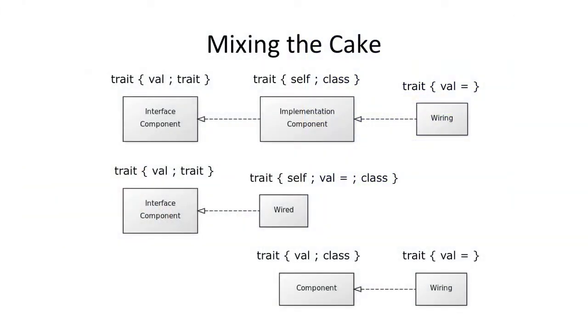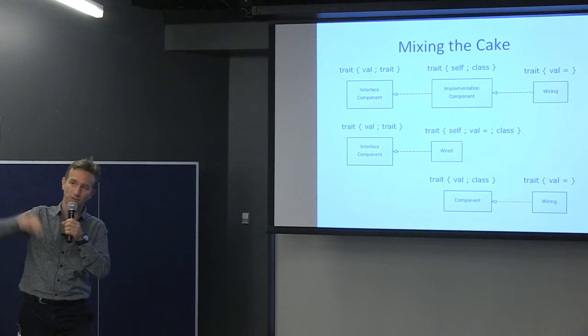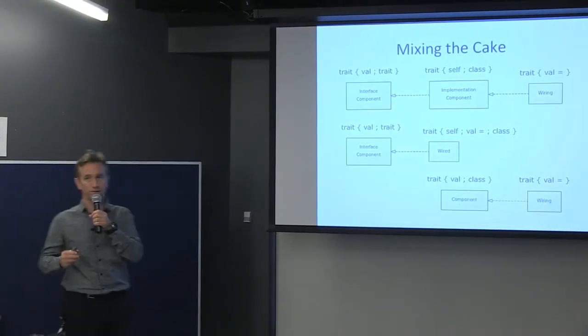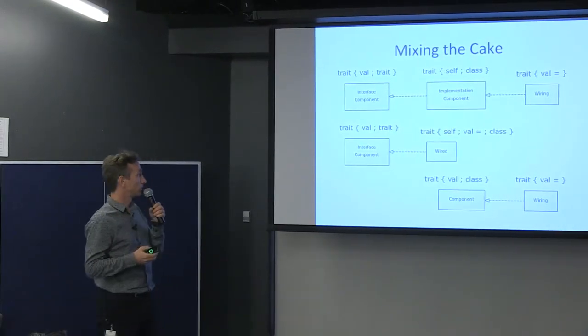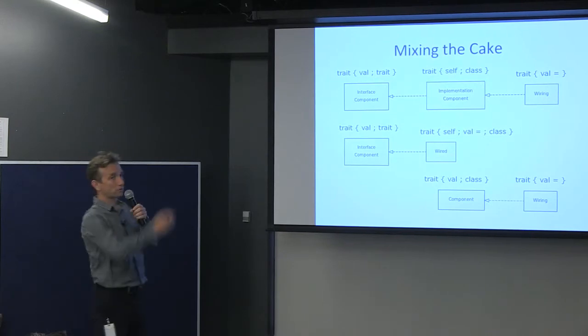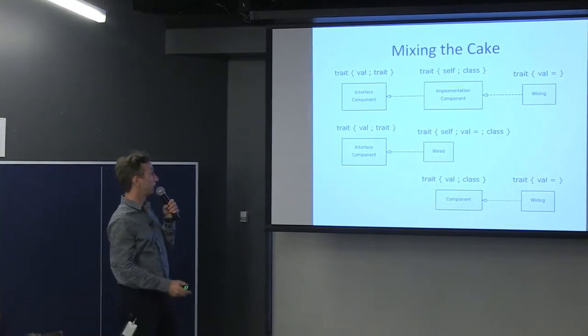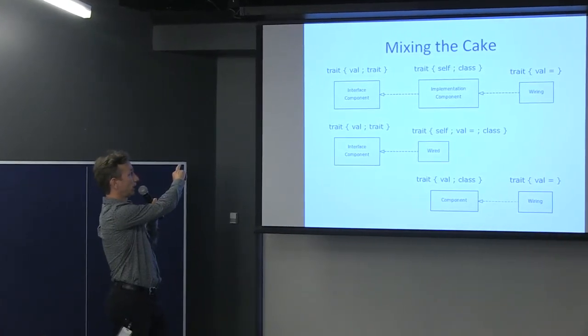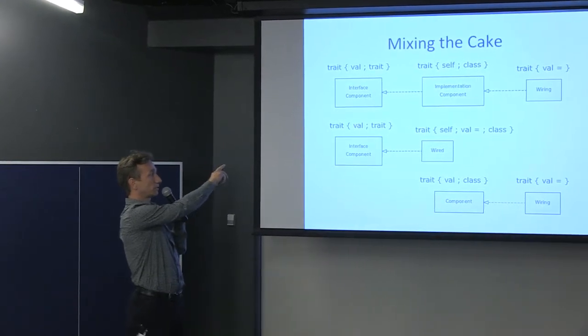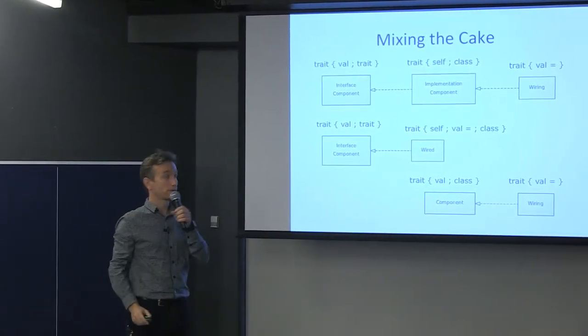So, mixing the cake. I mentioned earlier that we have 3 layers: the interface, implementation, and the wiring. We can actually flatten this cake a little bit. In the top row, we've got the full cake: the interface component, then an implementation component, and finally the wiring.